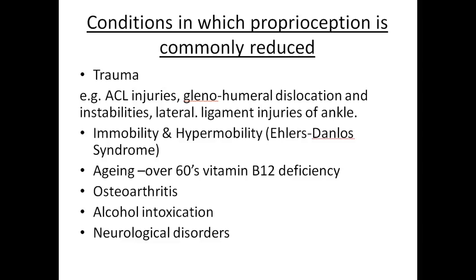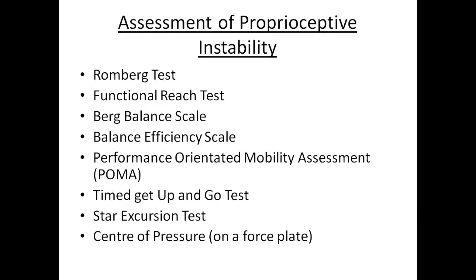So, conditions in which proprioception is commonly reduced: any sort of trauma, such as rupturing your ACL, dislocating your shoulder, or rupturing the ligaments that control your ankle. If you've got some sort of immobility or a hypermobility syndrome, if you're over the age of 60, or you're lacking in vitamin B12, if you've got OA, osteoarthritis, if you are intoxicated from alcohol, or if you have a neurological disorder.